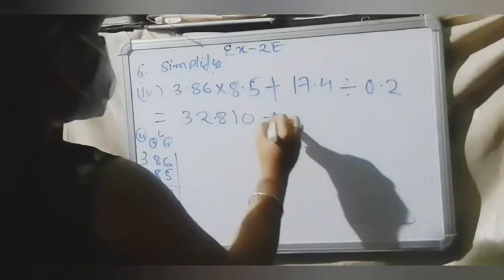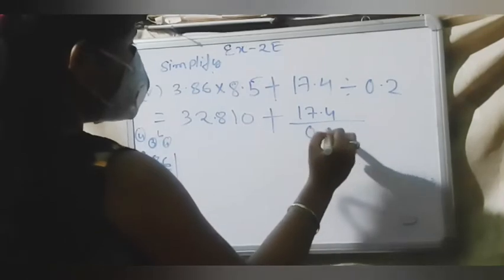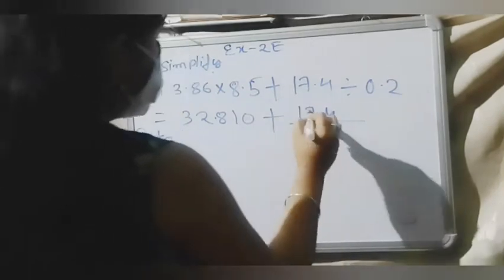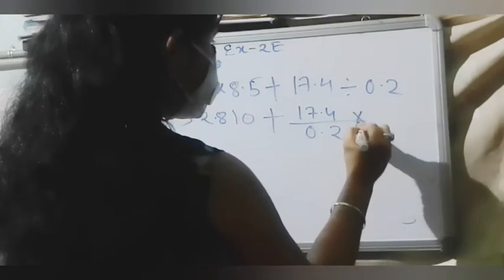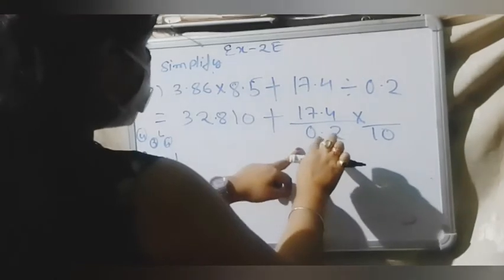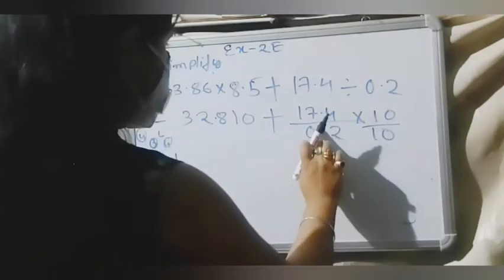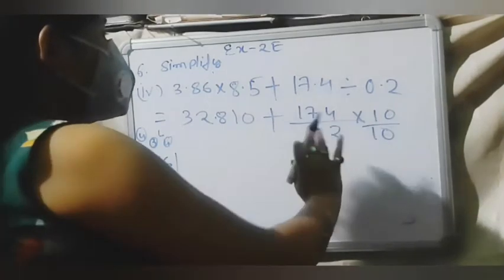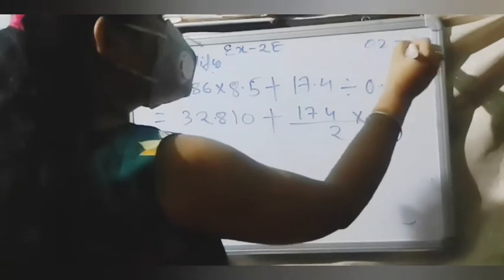Got it? Plus. Now 17.4 we will write divide 0.2, 0.2 here. After writing here, after decimal, how many digits? 1 digit. You will write here multiplication 10. Okay. Here also after decimal, how many digits? 1 digit. Here also you will write here. After that you will remove the decimal point. So once you remove the decimal point, this 0 0 2 0 2 is equal to 2.